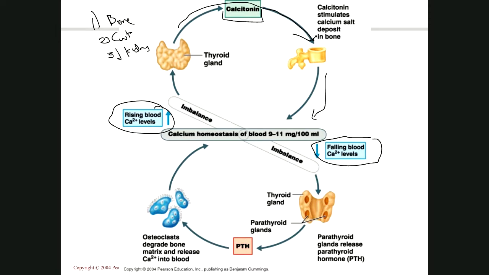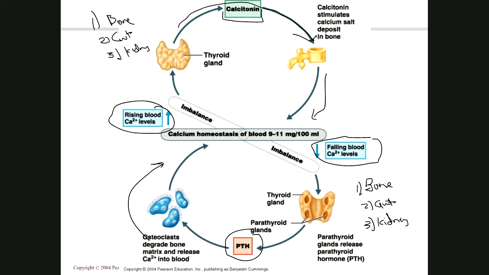And then here, blood calcium levels are too low, so I'm going to release PTH. It's also going to go to bone. It's going to go to the gut. And it's going to go to the kidney. And what I'm going to do here is I'm going to pull it out of the bone and put it into the blood. I'm going to absorb more of what I eat, and I'm going to excrete less. And all three of those things are going to make blood calcium go back up.